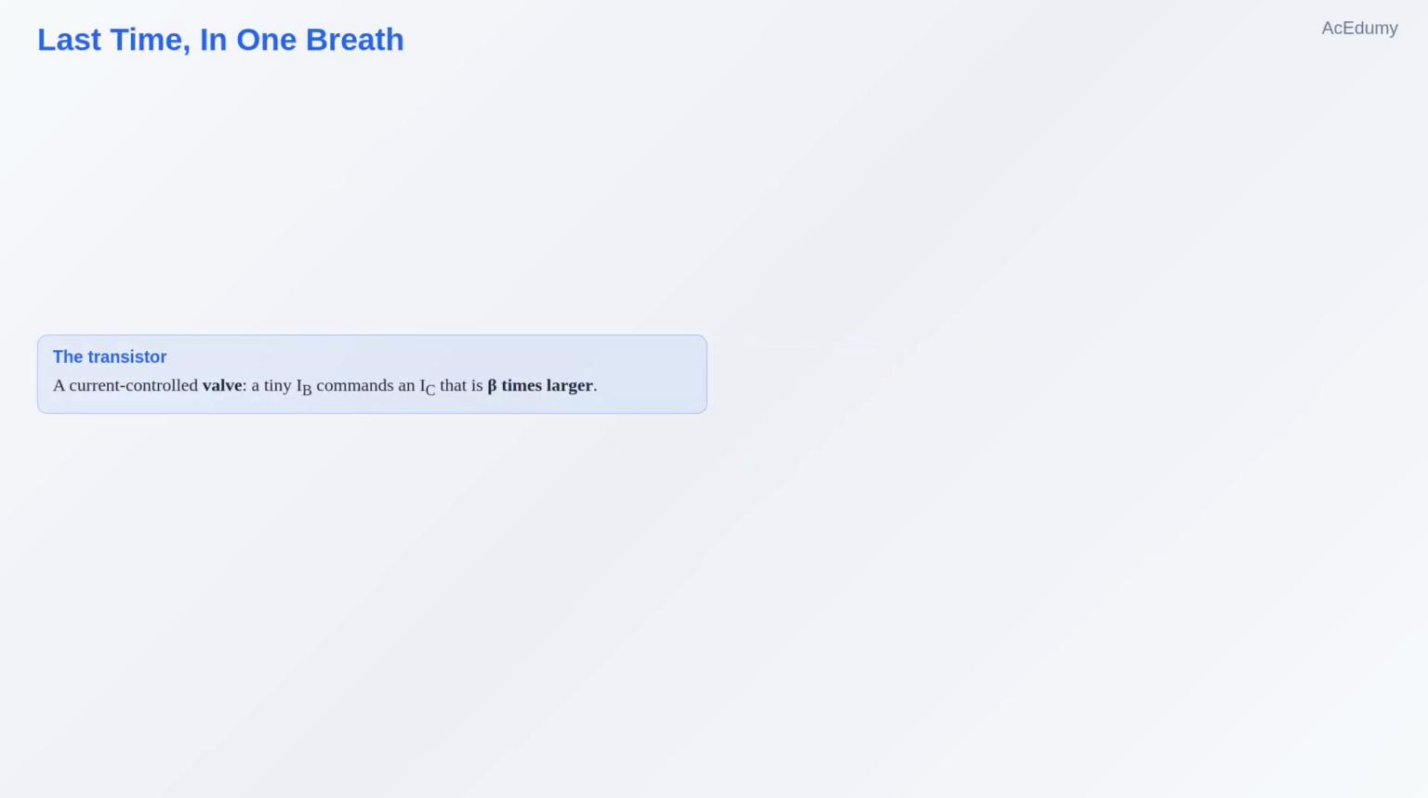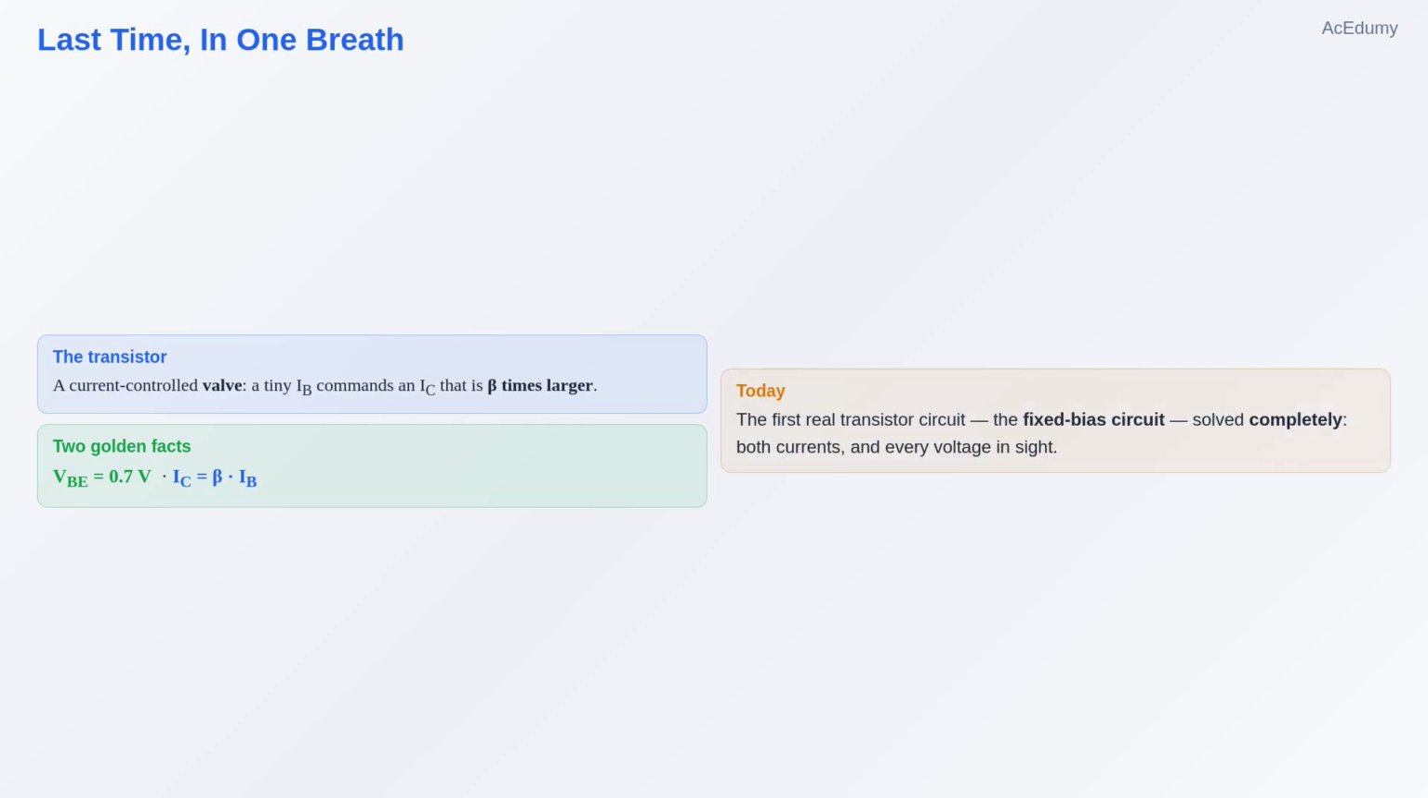Welcome back. Last time we met the transistor, a current-controlled valve where a tiny base current commands a collector current beta times larger. And we packed two golden facts for the road. V sub BE is 0.7 volts and I sub C is beta times I sub B. Today we put all of that to work.